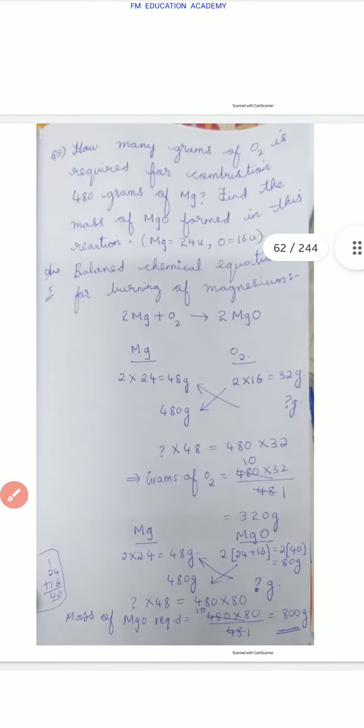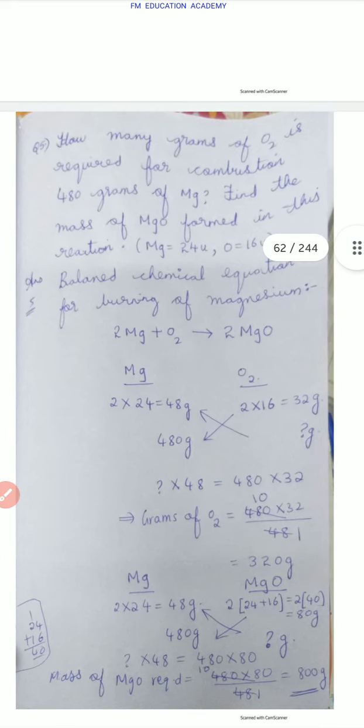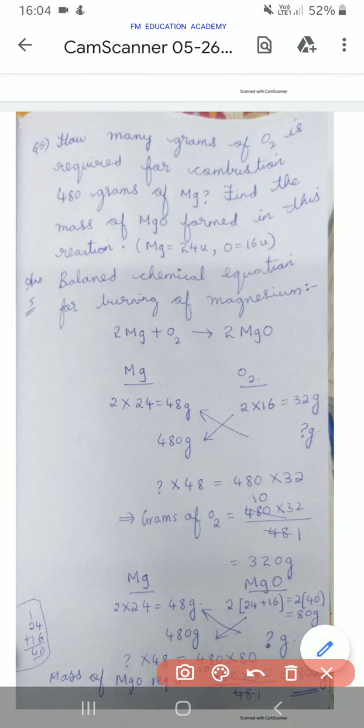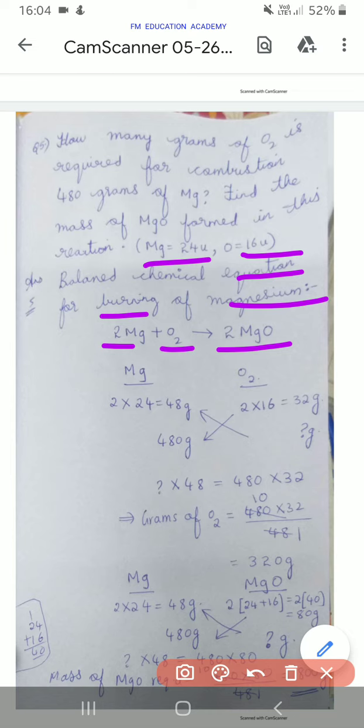Next, how many grams of oxygen are required for the combustion of 480 grams of magnesium? Find the mass of magnesium oxide formed in this reaction. The atomic mass of magnesium is given as 24 u and of oxygen as 16 u. The balanced chemical equation for burning of magnesium is 2 Mg plus O2 giving rise to 2 MgO. After writing the balanced chemical equation, only then should you do such problems.